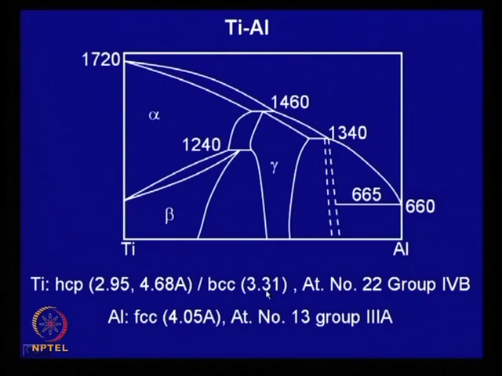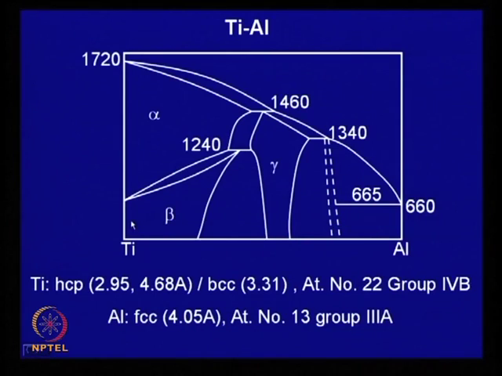Now, titanium is an alloy which has a great potential, particularly for aerospace kind of application. There is a lot of work going on in titanium, and right now its commercial use is limited because of its cost, but it is expected that this cost will come down, and titanium shows an allotropic transformation.